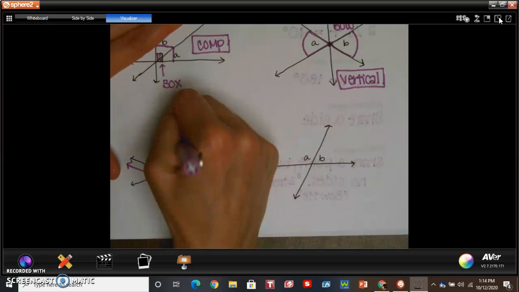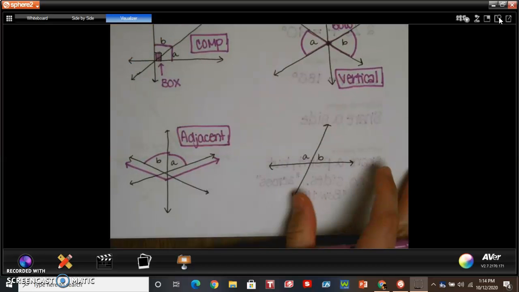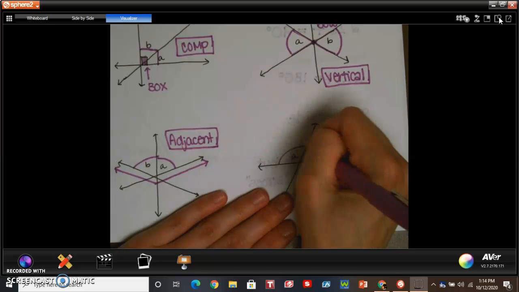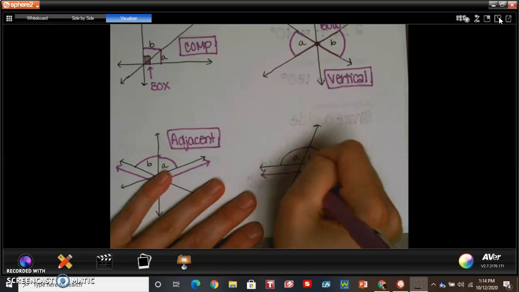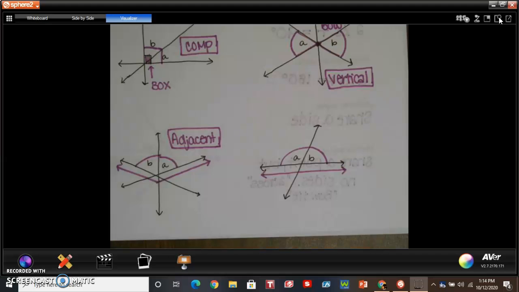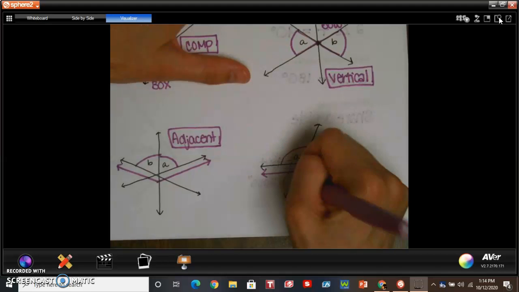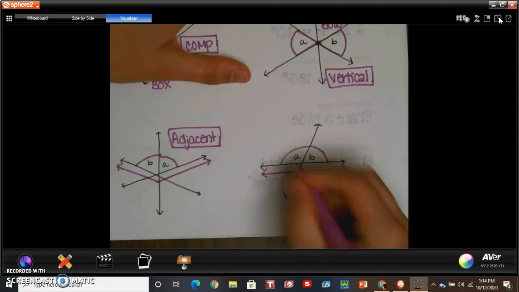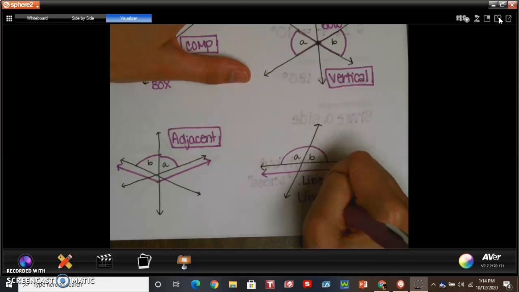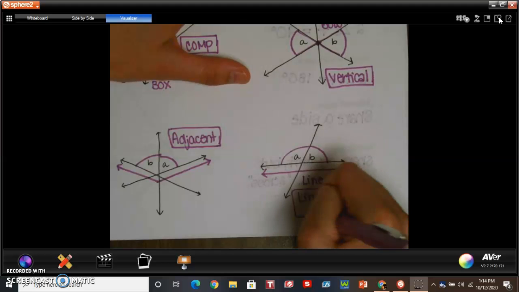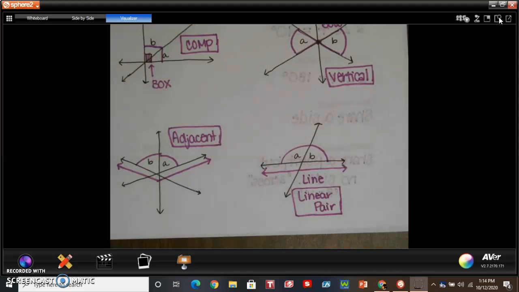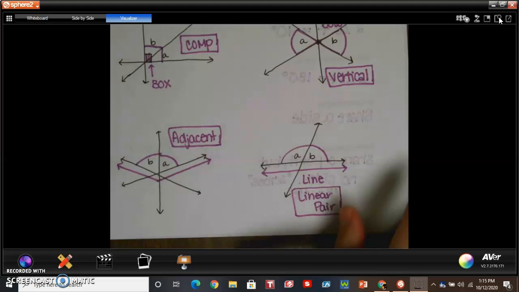So you want to ask yourself, box, line, or bow tie? Let's look at this next one here. We have A and B. Here's the shape that they create. Box, line, or bow tie? It is creating a line. So our answer is linear pair. Okay, box, line, or bow tie. And if it's none of the above, it's adjacent.